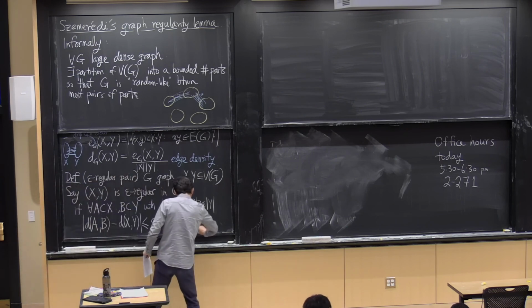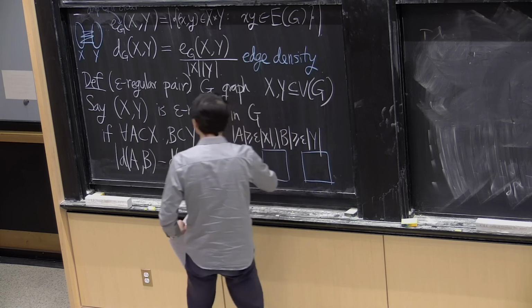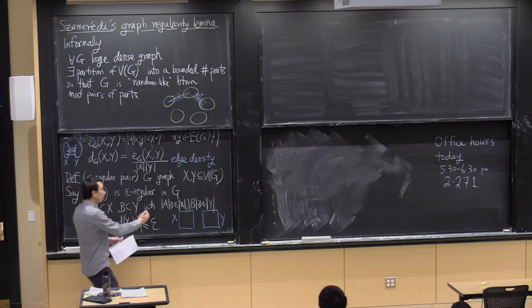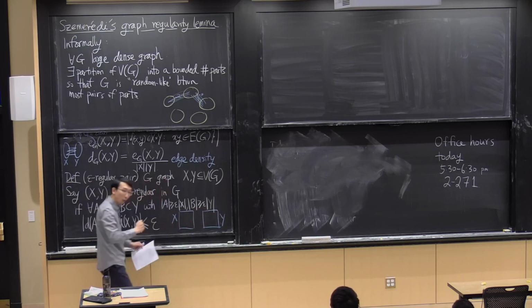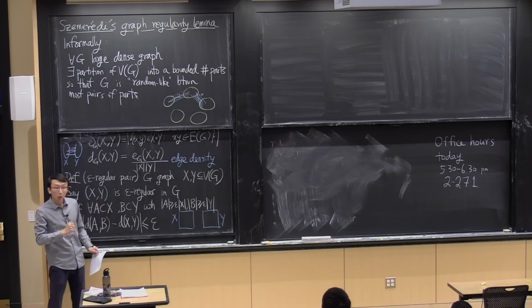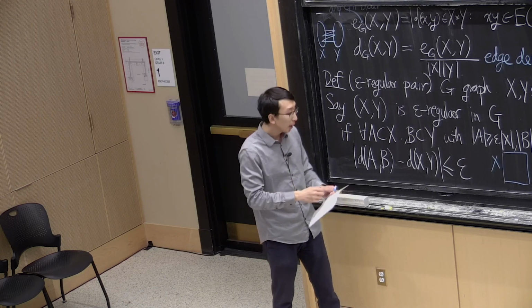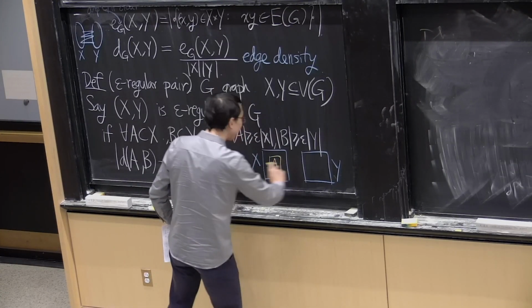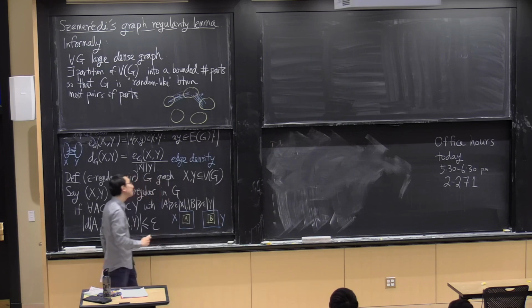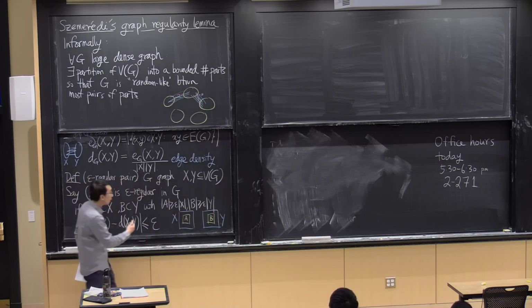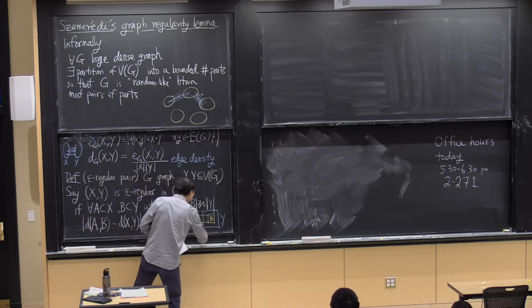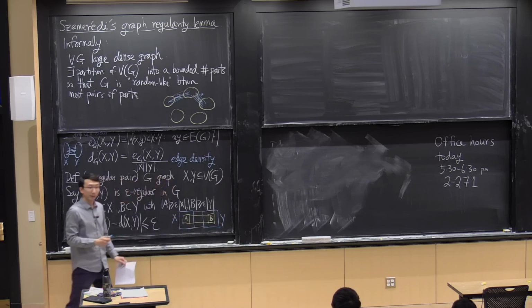I have sets A and B. So I have sets X and Y in my graph G. And I want to say that the edges between X and Y are epsilon regular. So this is random-like if the following holds: whenever I pick a subset A in the left set and a subset B of the right set, the edge density between A and B is approximately the same as the overall edge density between X and Y.